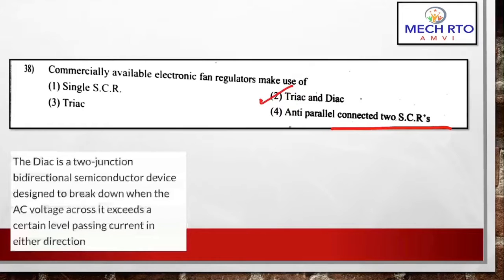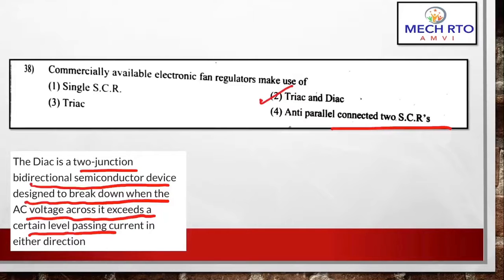As you can see here, a diac is a two junction bidirectional semiconductor device designed to break down when AC voltage across it exceeds a certain level, passing current in either direction, right? Sometimes you see the failure of your fan regulator because there is an excess in the voltage or current level. That is basically the function of a diac, right? After that diac, a triac is also installed, right?